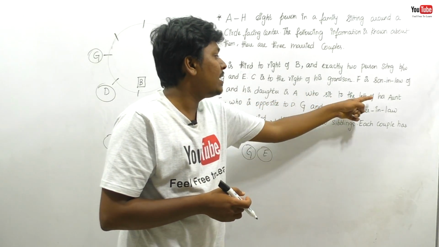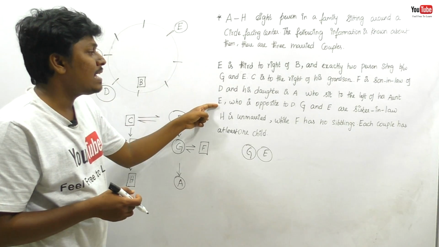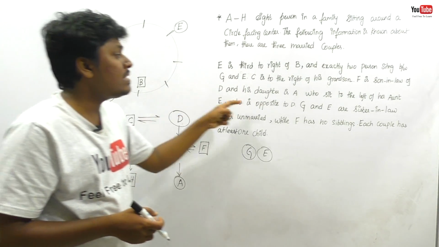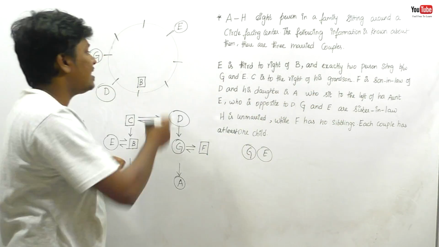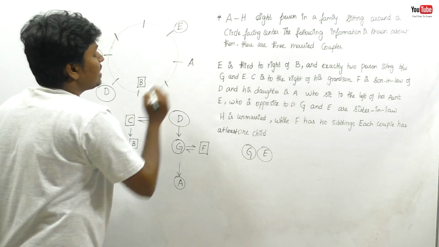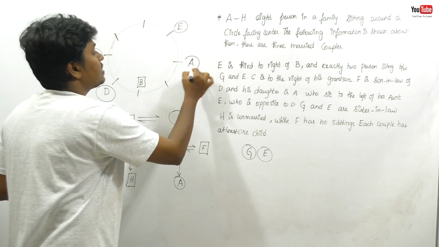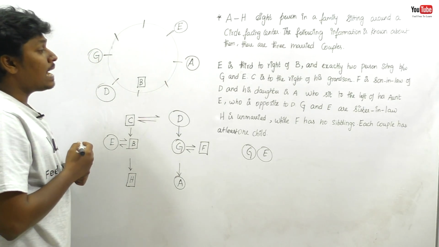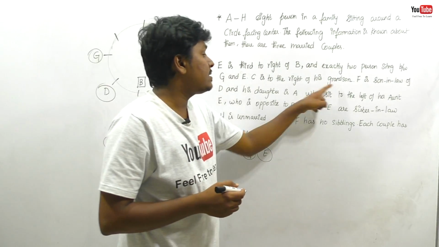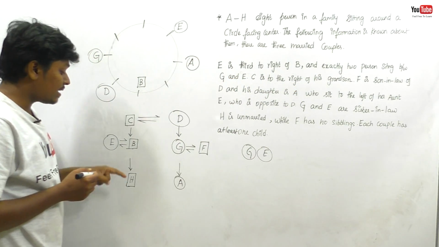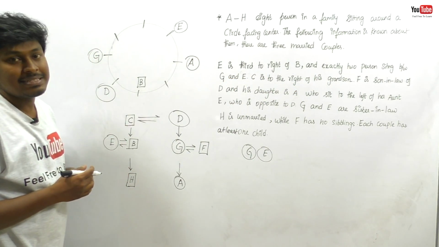A sits to the left of her aunt E. They have said that E is an aunt, right? So on E's left-hand side, A should come. So definitely A should come here. A is a female person. And they have said that on the grandson's right-hand side, C should come. The grandson is H. So on H's right-hand side, C should come.